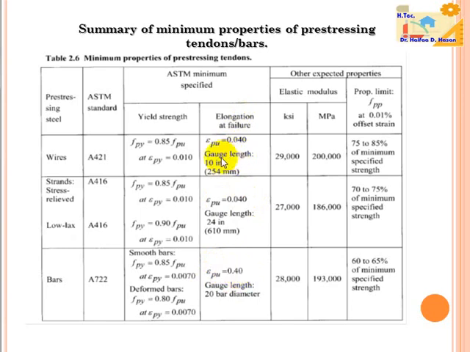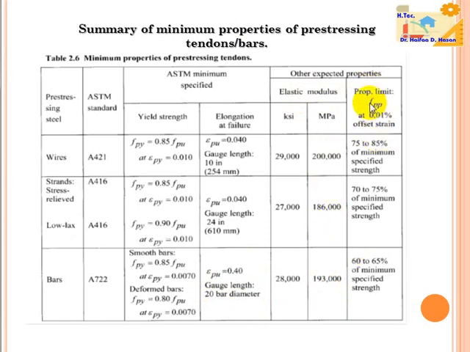And here we can see the gauge length. It means the distance between the two ends of the scale that measures the elongation. Here in the first one equal to 10 inch, for the strand equal to 24 inch, and here equal to 20 bar diameters. And here the elastic modulus for each type of prestressing steel.